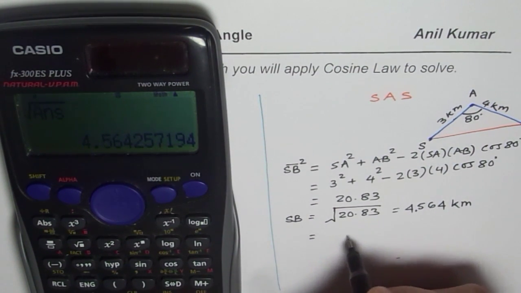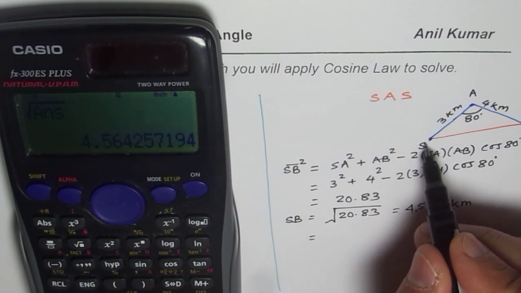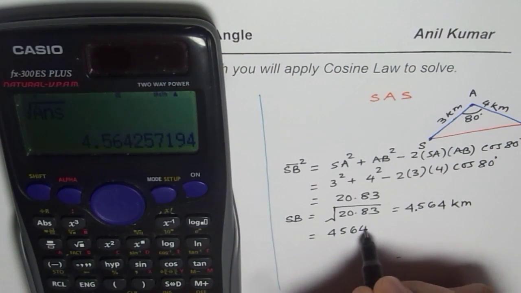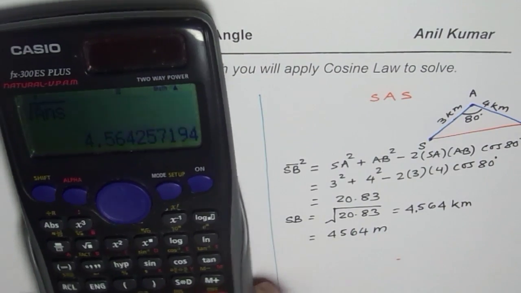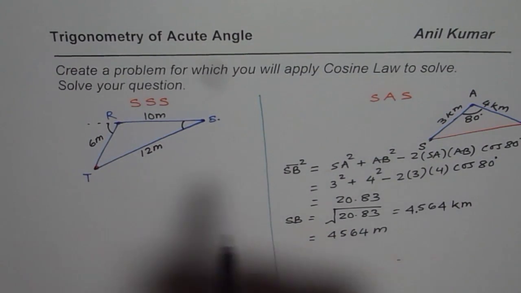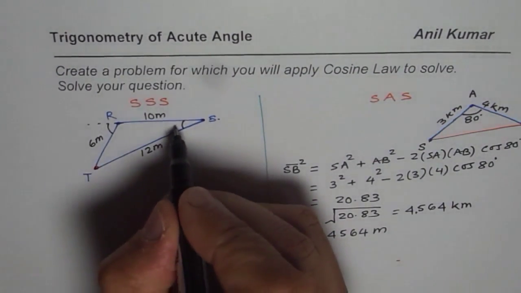So you could say the distance from the starting point to the end point is 4,564 meters. So that is how you could solve a problem using cosine law. Now in this particular case, let us find the angle.